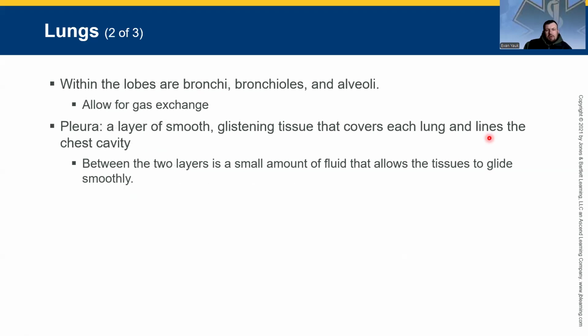Within the lobes are bronchi, bronchioles, and alveoli, and it allows for gas exchange at that alveoli capillary bed area. You also have the pleura, a layer of smooth, glistening tissue that covers each lung and lines the chest cavity. Between the two layers, the lung and the pleura, is a fluid which allows for smooth gliding, so we don't get just rubbing up against each other. So when the lungs expand, they have some kind of lubrication to assist in that nice smooth movement.